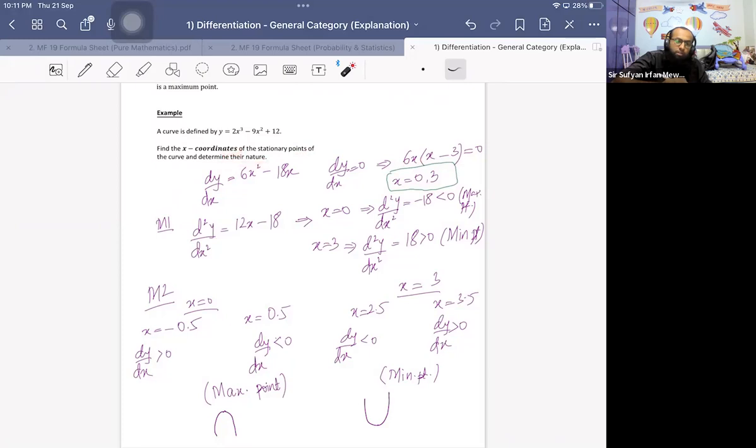So for determining the nature, we first need to find, because this is just an algebraic equation. So over here, we can use both the methods. Even finding the second derivative is not an issue for us. We can easily find the second derivative.